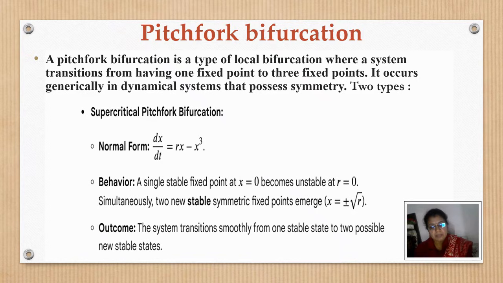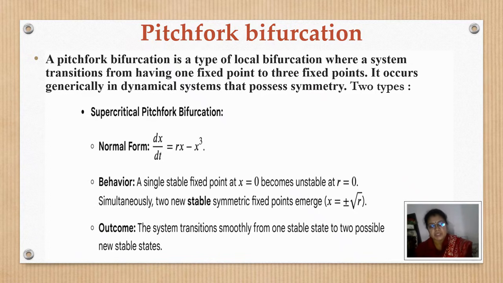So what would be the best equation that describes this behavior? It should be a cubic equation, because we should have three roots. Accordingly, we have this equation: dx by dt is equal to rx minus x cube. Now check the roots. What will be the roots? x is equal to 0, x is equal to plus root r, and minus root r.